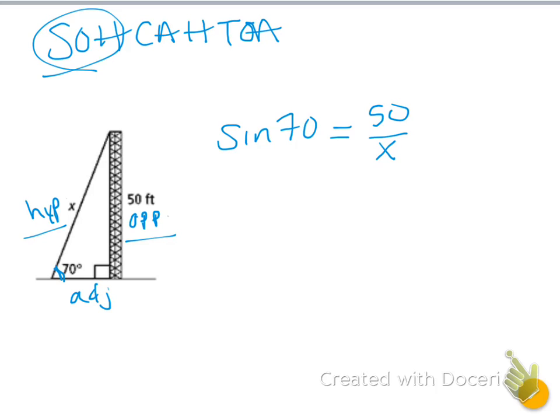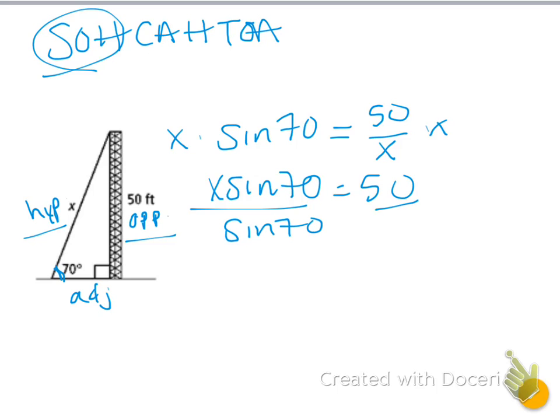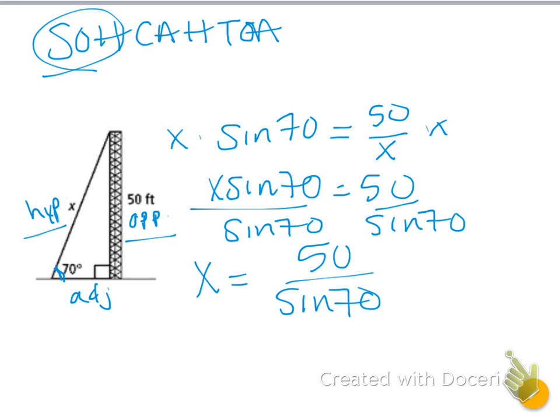This is when we're going to have to move this x around. You multiply both sides by x, so now we have x sine of 70 equals 50. Divide by sine of 70. So x equals 50 divided by sine of 70. When I type that into my calculator, 50 divided by sine of 70, my x is going to equal 53.2089, and then we label it feet.